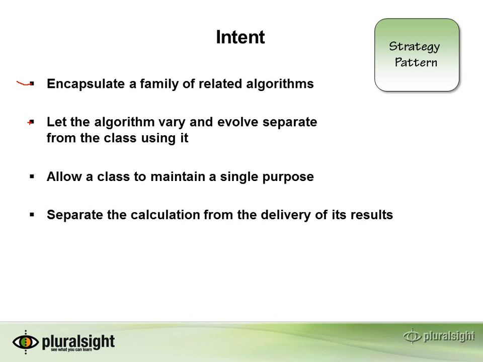The idea here is that we're going to let our algorithms vary as independent classes so that they might evolve separately from the classes that actually invoke them through the interface. This allows our classes to maintain a single purpose. In the case of our shipping cost calculator, it's going to be responsible for taking an order, executing a calculation about that order, and returning the results.